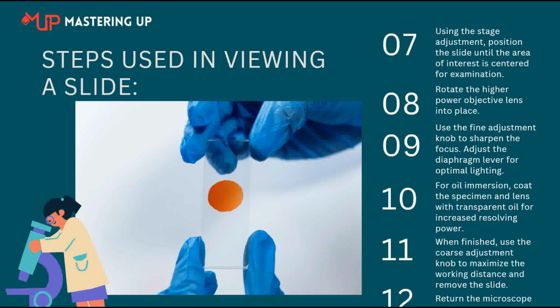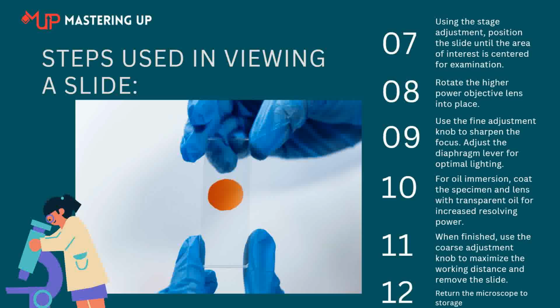For oil immersion, we have to coat the specimen with transparent oil and then observe using the oil immersion lens, which has increased resolving power. When we have finished observing the specimen, we have to use the coarse adjustment knob to maximize the working distance and then remove the slide. Then we have to return the microscope to storage.